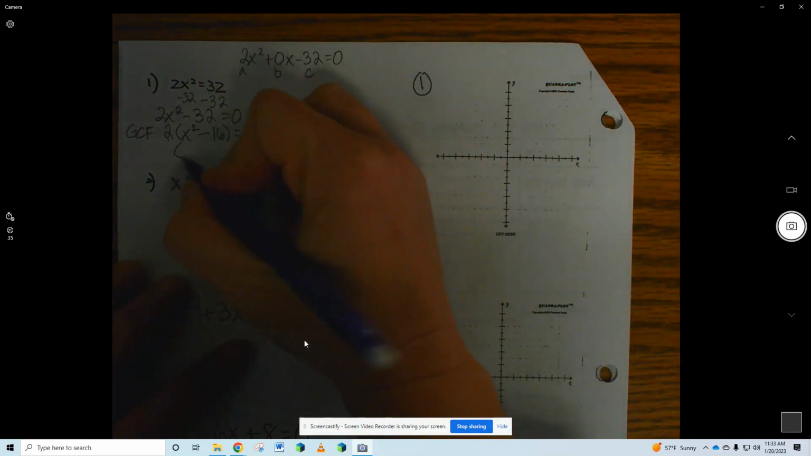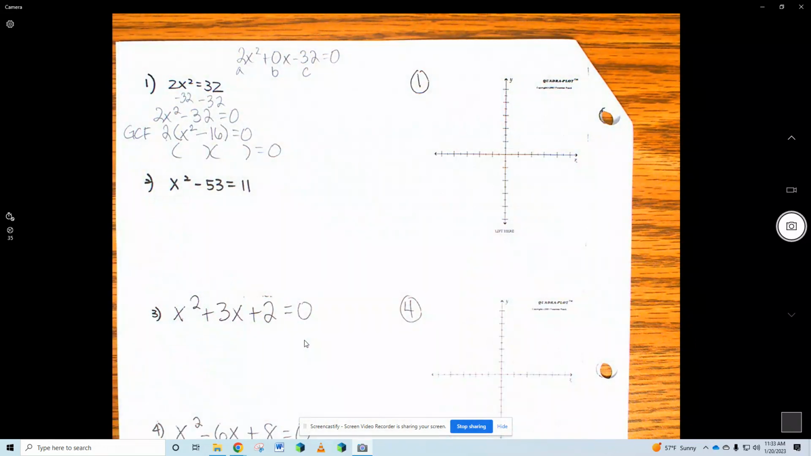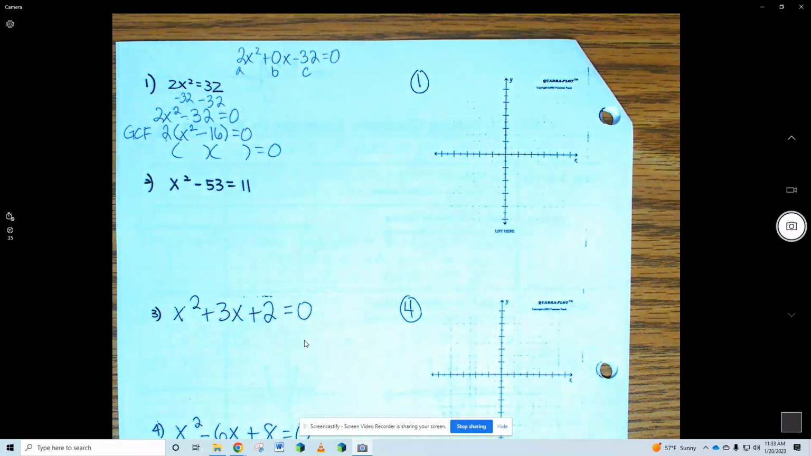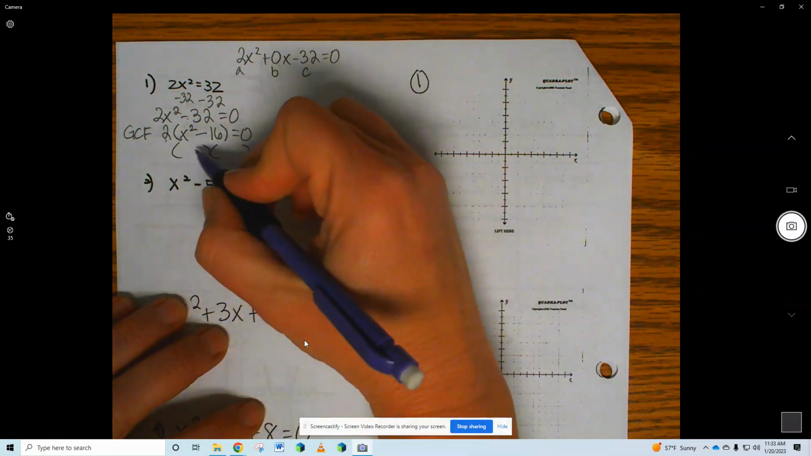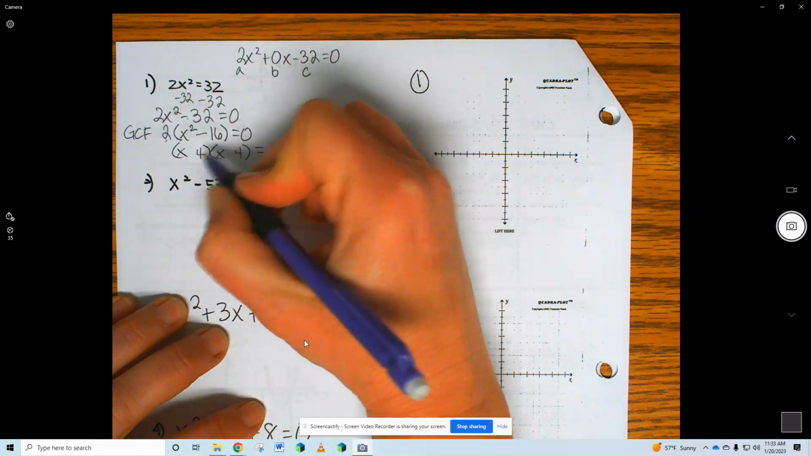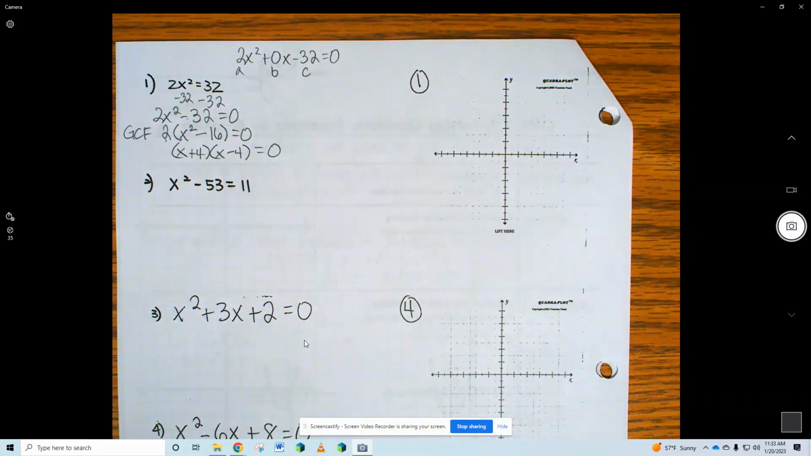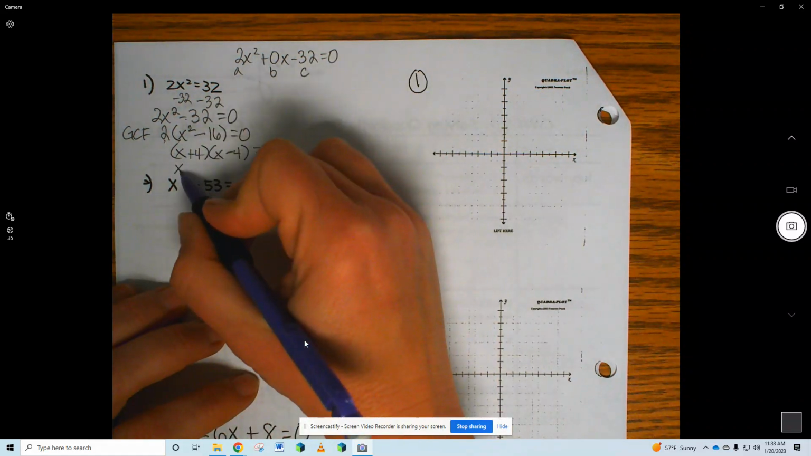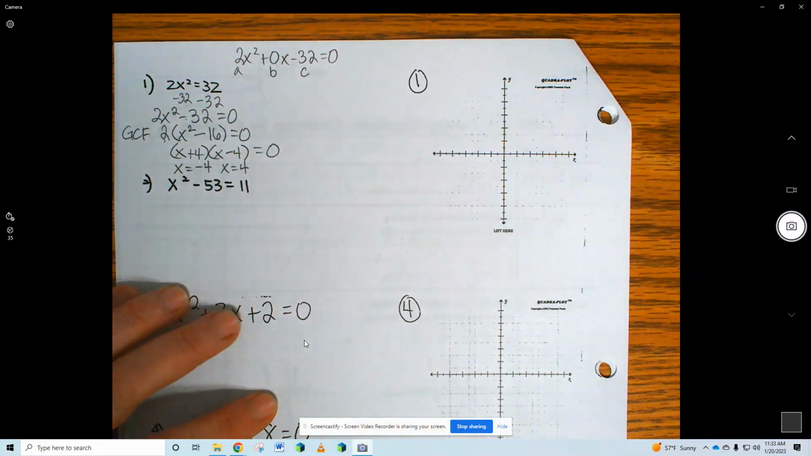What numbers make 16? I'm hoping this is getting easier. The list is on the board. What makes 16? 4. So you know that it's going to be 4 and 4, and x, and positive, negative. X equals negative 4, x equals positive 4. And plot those.